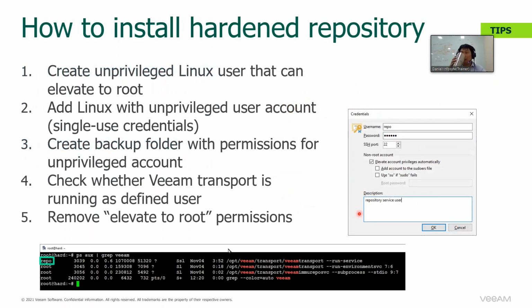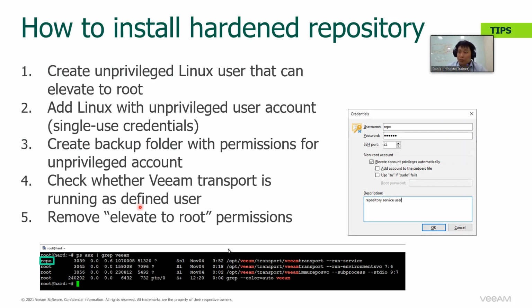So how to install the hardened repository? Pretty easy over here. You can create a non-root account first. A non-root account will be used to add your repository from the VBR perspective. Then add a Linux host with the unprivileged user account, single-use credential option, in VBR, and create a backup folder with permission using this account. So this account at least needs to have permission to the backup folder to read and write data over there, so that I can write backup data and read backup data for restoration.